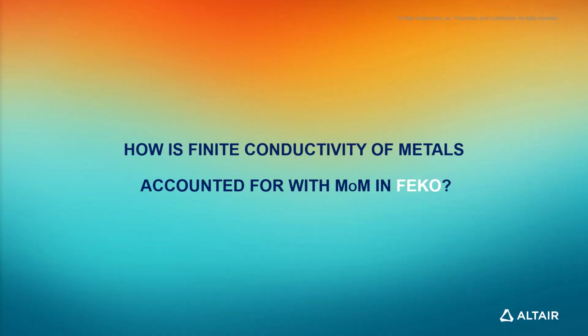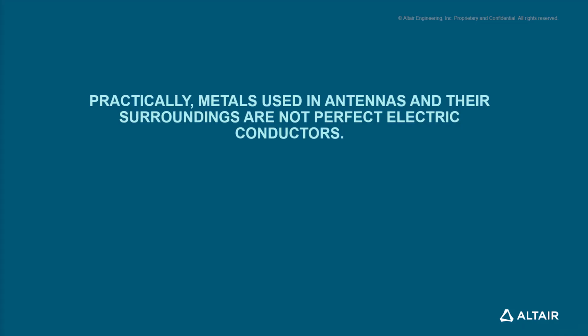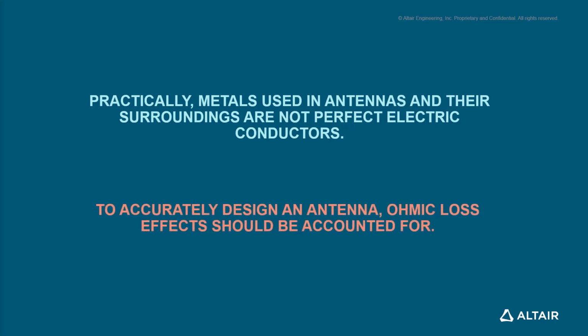The question we'll try to answer is the following. How is the finite conductivity of metals accounted for within the method of moments solver in Feko? Let's start with a couple of statements that will help us set the context of the problematic. Practically, metals used in antennas and their surroundings are not perfect electric conductors. This means, in order for us to accurately design an antenna, ohmic loss effects should be accounted for in the model.